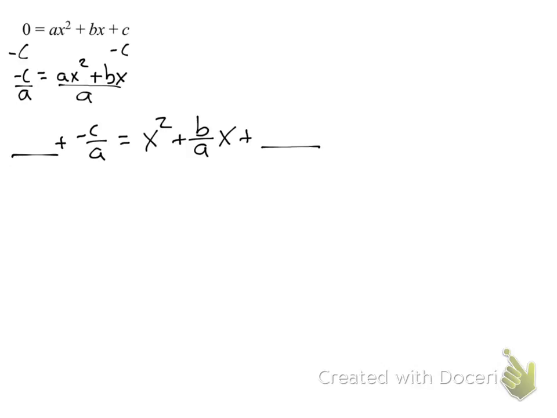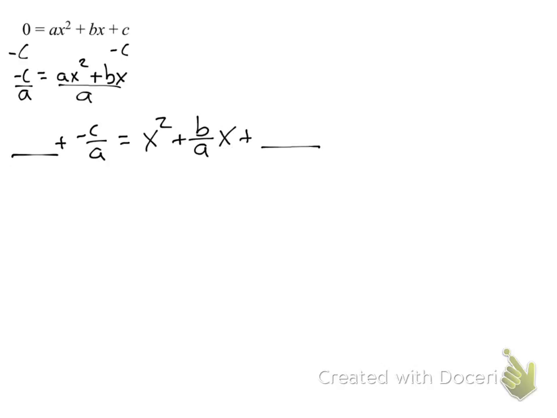And according to what Abby was saying, it's what? Half of the b term, right? One half b squared. But what's b? B is not b anymore. B is b over a.